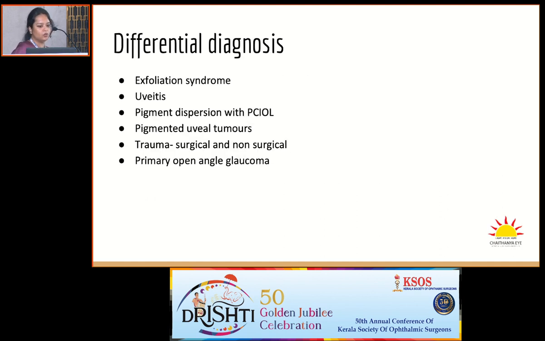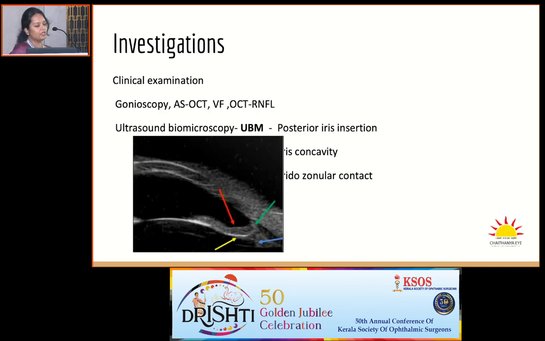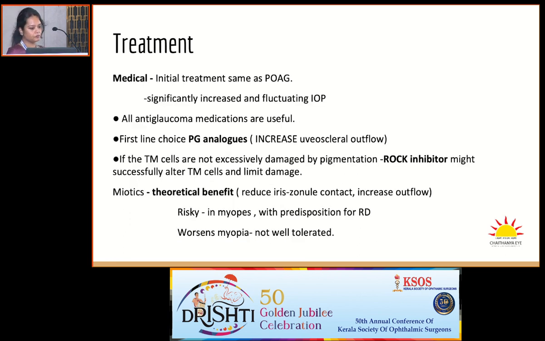Differential diagnosis is pseudoexfoliation syndrome, uveitis, pigment dispersion with PCIOL, pigmented uveal tumors, trauma either surgical or non-surgical, and primary open-angle glaucoma also. Investigations: a good clinical examination is very important. Other investigations are gonioscopy, ASOCT, visual field and OCT RNFL for the glaucoma. Ultrasound biomicroscopy is also very important because it shows the posterior iris insertion, iris concavity, and iridozonular contact.